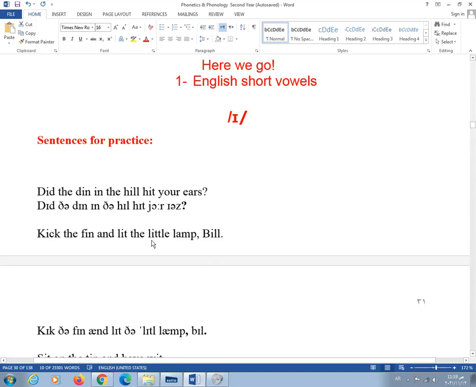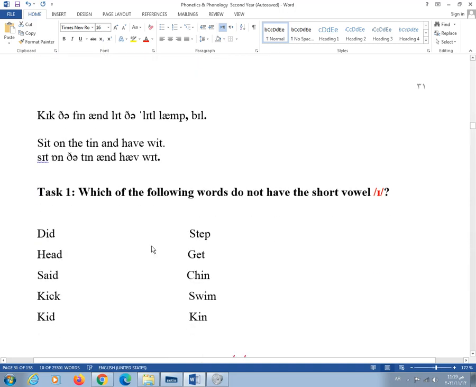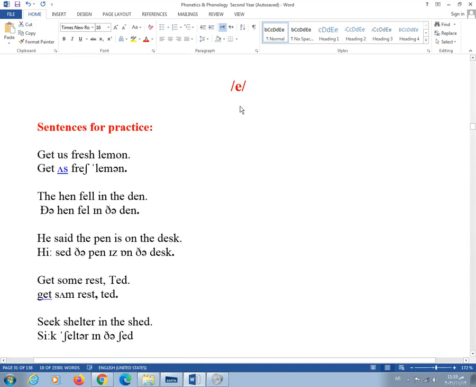The second is /e/, for example, get us some fresh lemon. By the way, this is one of the sounds or vowels which causes a lot of problems for our students, because they pronounce it like the previous one. So they say "git" and "frish" and "limon". No, it's a little bit open, and we say it this way: get us fresh lemon.